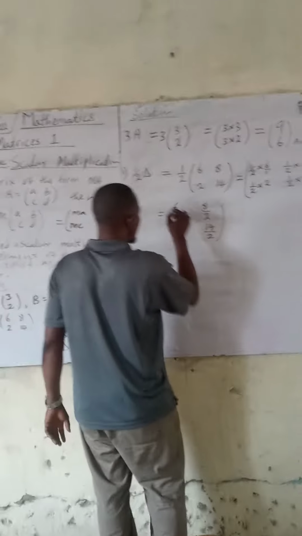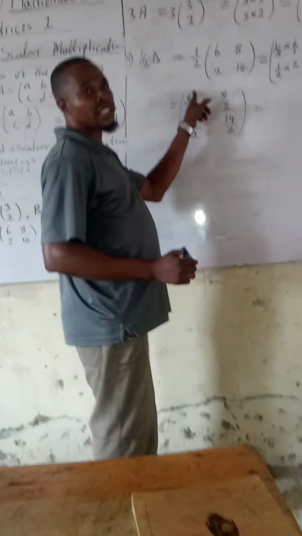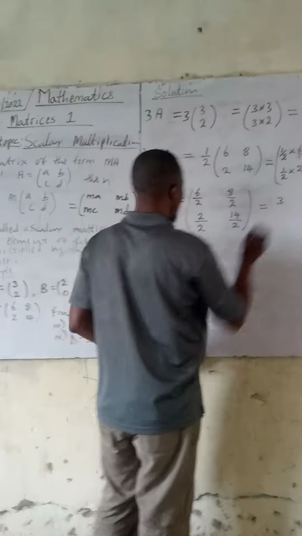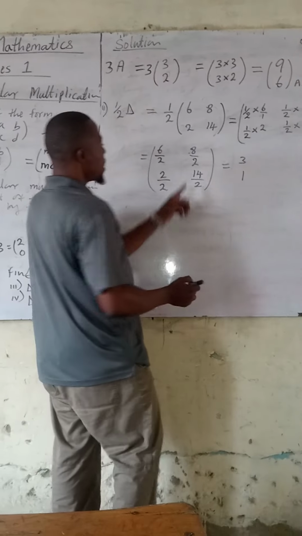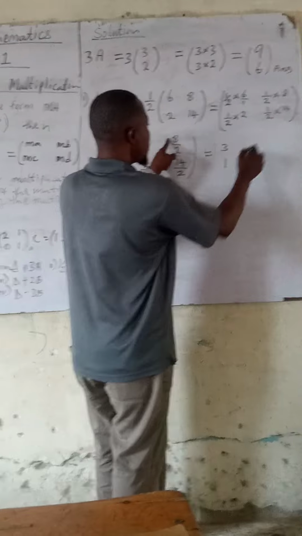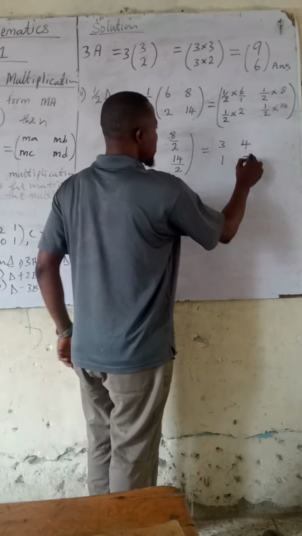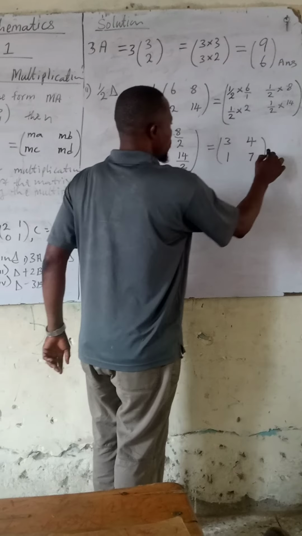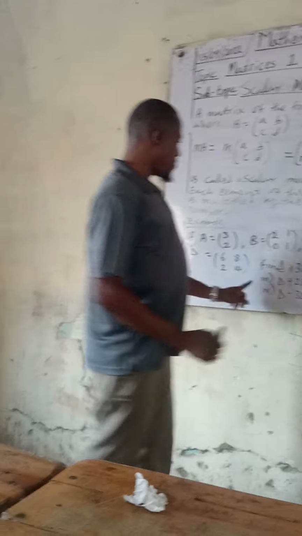14/2. Are we together? Equals, now, how many times can 2 go into 6? 3 times. How many times can 2 go into 2? 1. How many times can 2 go into 8? 4. How many times can 2 go into 14? 7. So that's our answer. Okay, now we are moving to number 3.